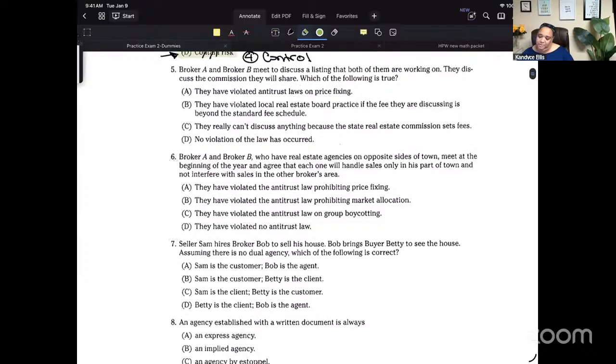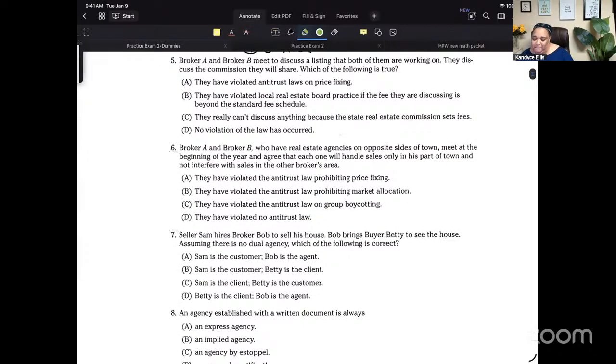All right, number five. Broker A and Broker B meet to discuss a listing that both of them are working on. They discuss the commission they will share. Which of the following is true? A, they have violated antitrust laws on price fixing? B, they have violated local real estate board practice if the fee they are discussing is beyond the standard fee schedule? C, they really can't discuss anything because the state real estate commission sets the fees? Or D, no violation of the law has occurred? Oh, this is a good one.